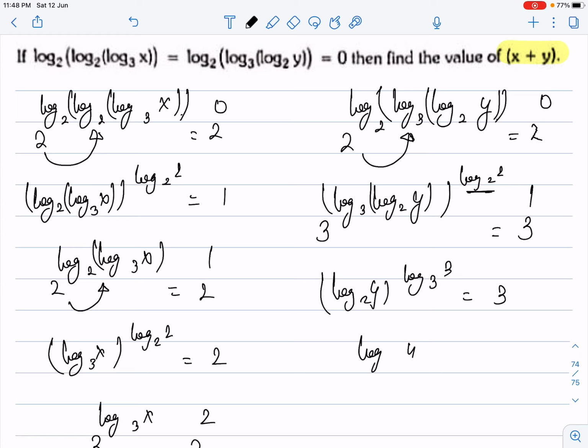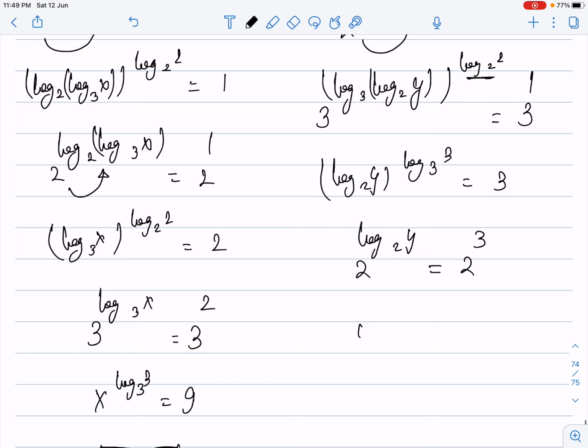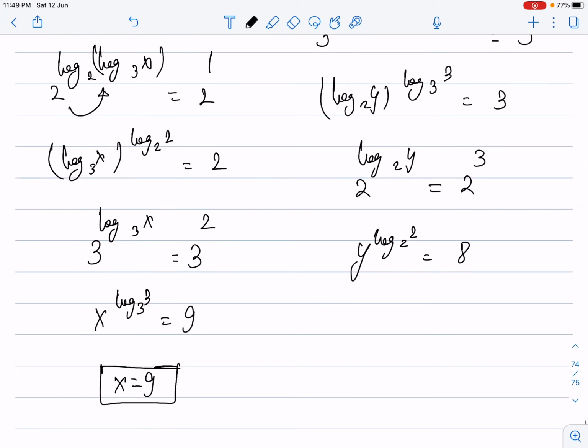Now let's write both the sides on power of 2. So we will get this equal to, I'll rub it over here, y to the power log of 2 base 2 is equal to 8 over here. This will become 1 over here. So y is equal to 8 will be achieved by me.